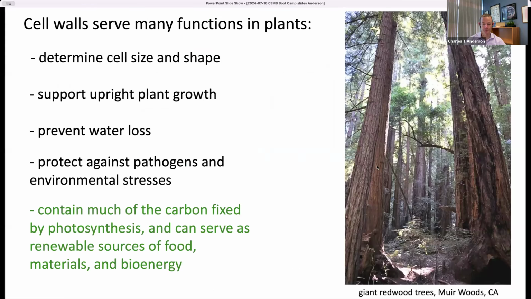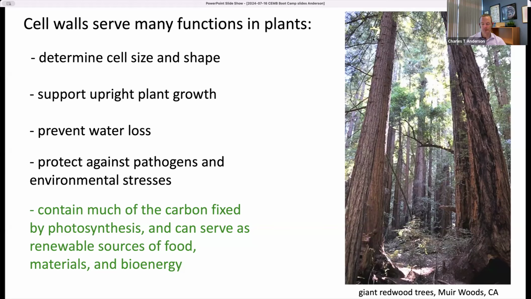Okay, so cell walls serve a whole lot of different functions in plants. They help determine the size and shape of plant cells, right? Most of which are surrounded by a plant cell wall. They support upright plant growth. So this is a picture I took out in Muir Woods in California. It's right north of San Francisco. These redwood trees are about 100 meters tall, and they're composed mostly of sugar, which is pretty amazing to me. That sugar takes the form of polysaccharides that help support the upright growth of these plants.